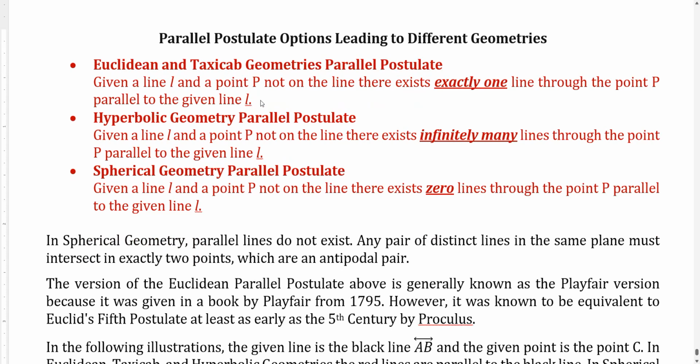So this version of the Euclidean postulate right here is often known by the name Playfair version because it was given in a book by Playfair, an Englishman, from 1795. However, Playfair didn't come up with this. It was known way before that. It was known to be equivalent to Euclid's fifth postulate at least as early as the 5th century. Definitely we know that Proclus knew of this back that far. So this version of the postulate goes way back, way farther than Playfair, but you'll hear this referred to as the Playfair version.